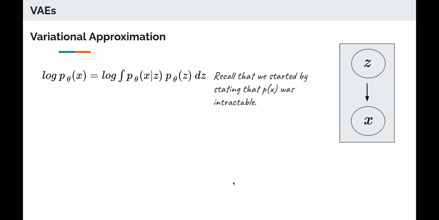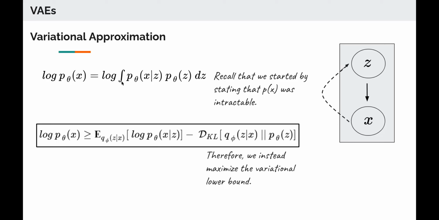Okay, so just a recap, we started with wanting to maximize log px. I hope it's clear that maximizing px and maximizing log px are one and the same, because log is a monotonically increasing function. So whether we increase px or whether we increase log px, it's qualitatively similar. Okay, so we want to maximize log px, but we cannot do it because of this integral. And therefore, we introduce this approximate posterior and we come up with this variational lower bound. And this is what we are going to maximize instead.